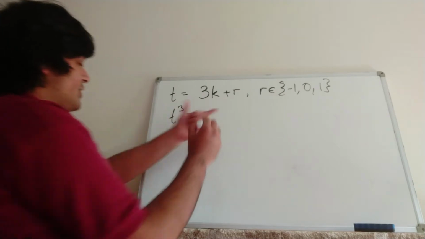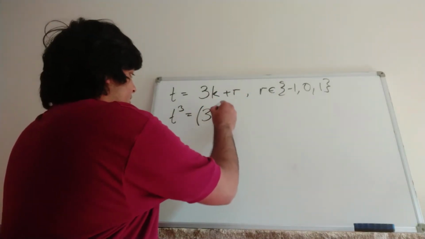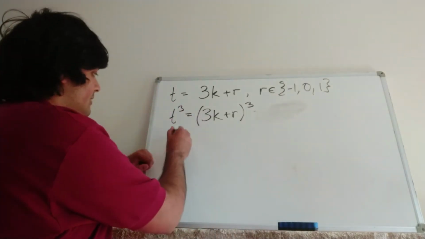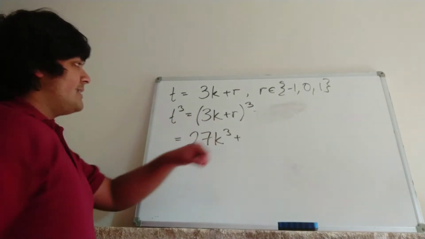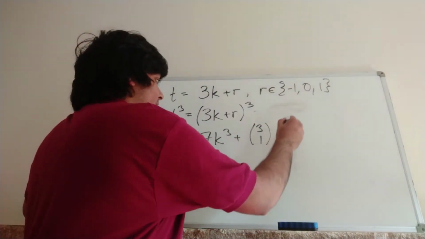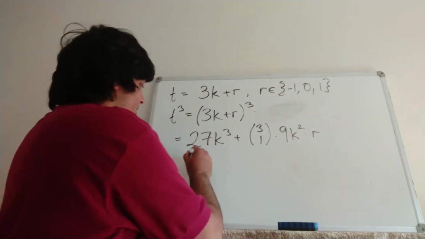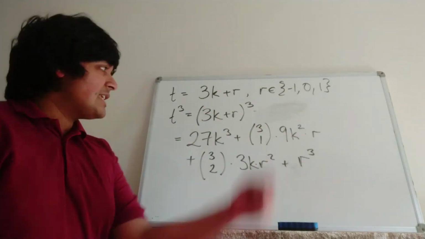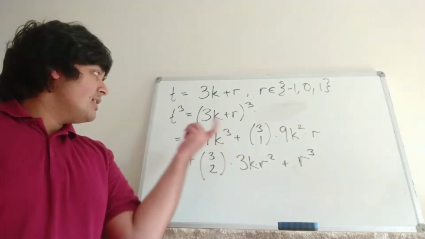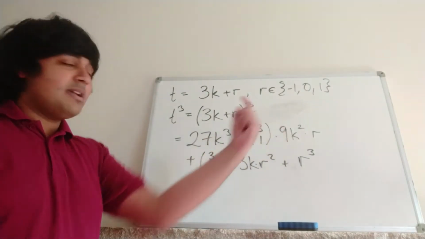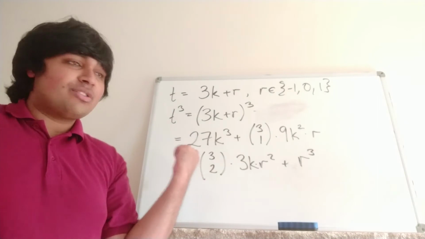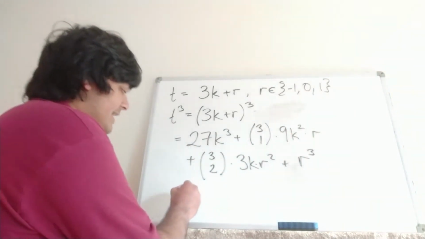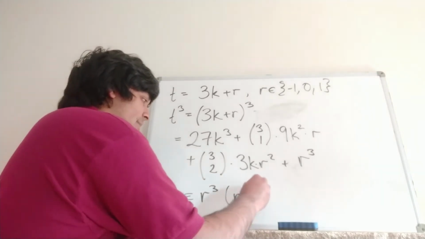if we just use a binomial expansion, this will be (3k plus r) cubed, which is going to equal 27k cubed plus 3 choose 1 times 9k squared times r plus 3 choose 2 times 3k times r squared plus r cubed. That just comes from the binomial expansion, but when we consider this mod 9, 27 is a multiple of 9, 9 is obviously a multiple of 9, so these two terms vanish. For this one, 3 choose 2 is just 3, so we've got a 3 times 3 here, which is a multiple of 9 as well, so that vanishes mod 9. All we're left with is r cubed. So this is congruent to r cubed mod 9.